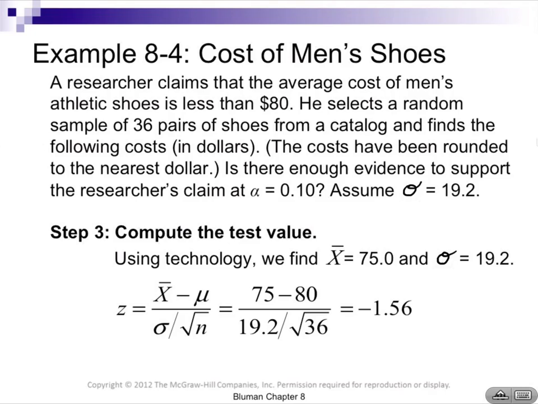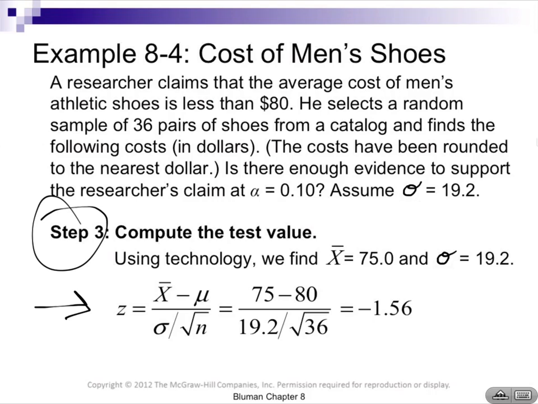So we're going to go on. This time we're doing step 3, computing the test value. So we've got our x bar is 75. That was what we calculated from our 1var stats. Sigma was given in the problem, 19.2. We know our sample size is 36. And we know our average, our mu, is 80. So we plug all those in right here to our formula for calculating z, and we find a negative 1.56.